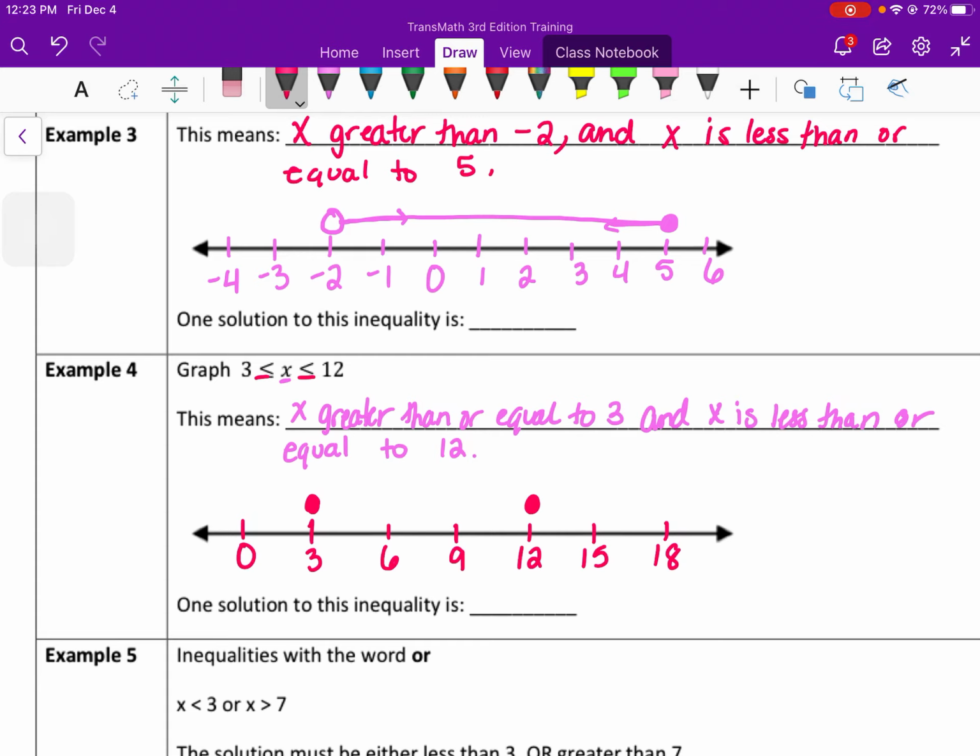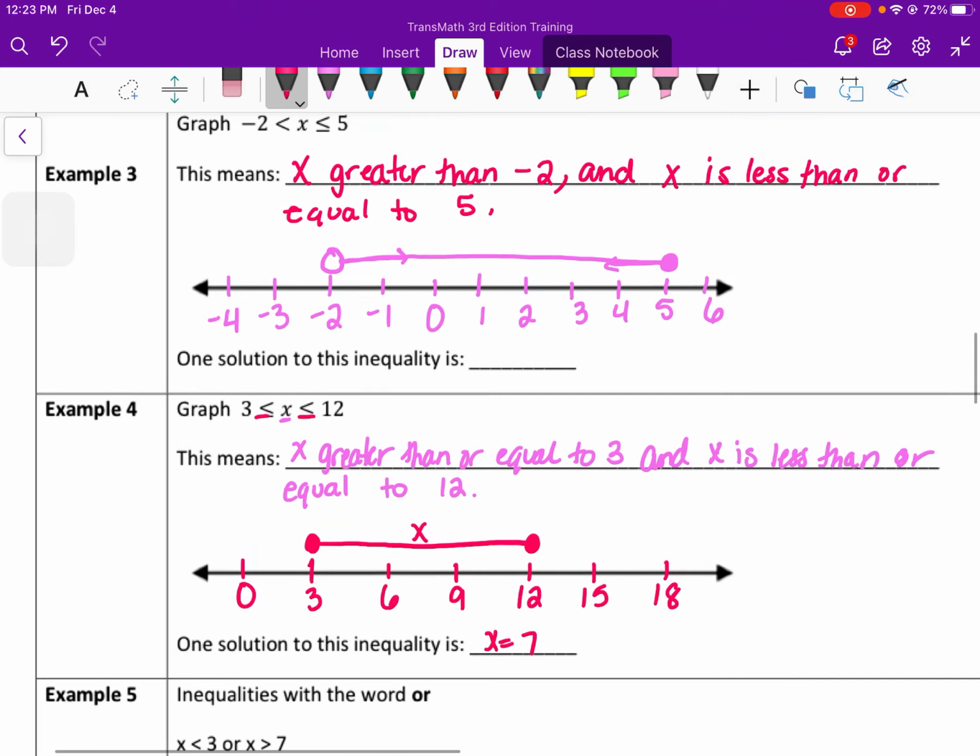And all of the values for x that are greater than or equal to 3 and less than or equal to 12 are between. So what is one solution to this inequality? You could say x equals 7. 7 is greater than or equal to 3 and less than or equal to 12. So any numbers between 3 and 12, including 3 and 12. 3 is also greater than or equal to 3, and 3 is less than 12.